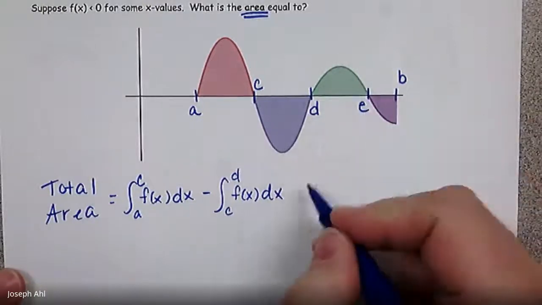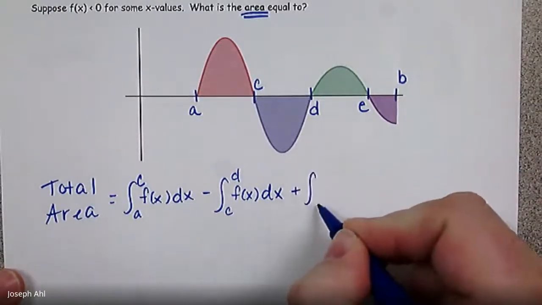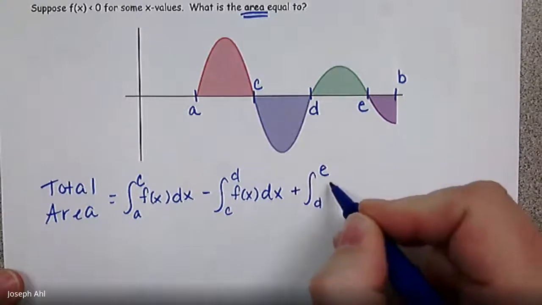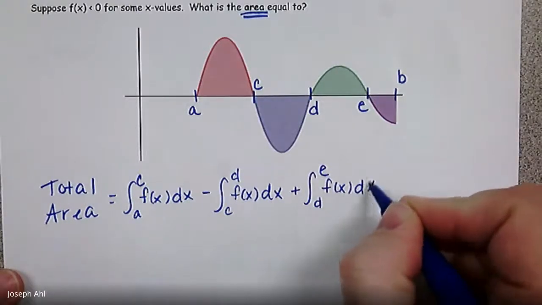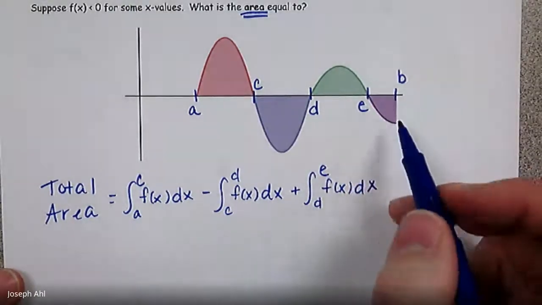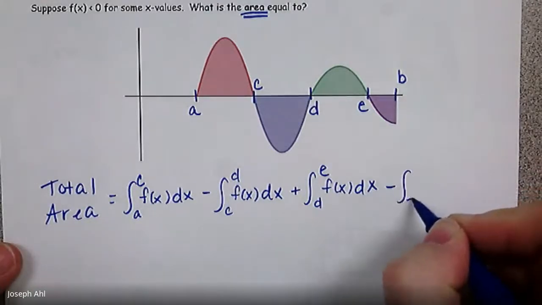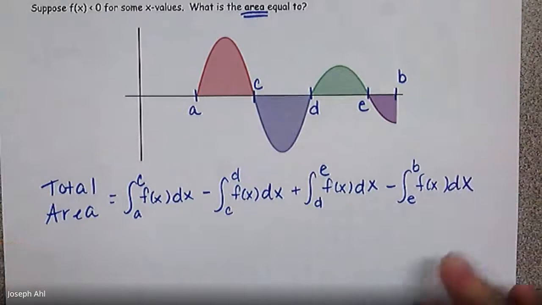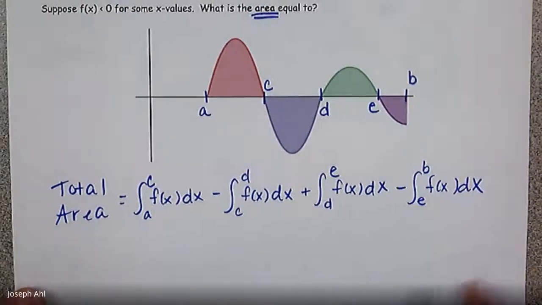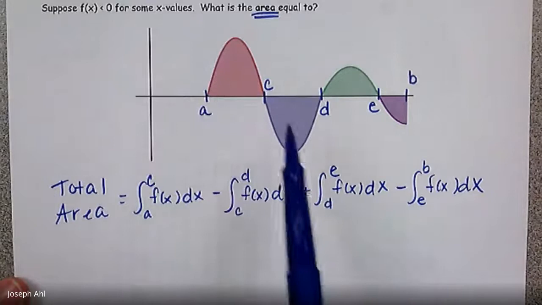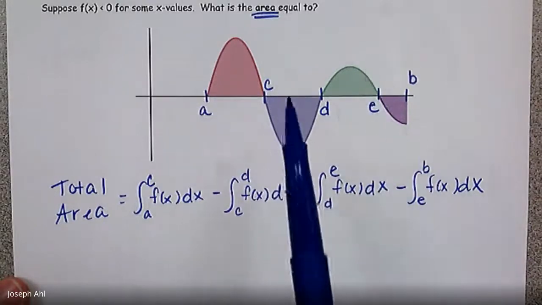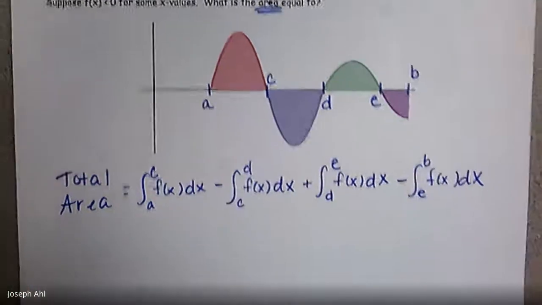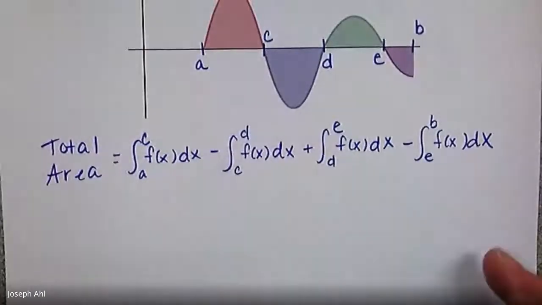Then because the green section's nice and positive, leave it as plus from d to e the integral of f of x dx. And because that last region goes negative, we're going to subtract from e to b the area there for f of x. So this is definitely one way to write the total area underneath the curve for this expression, including those negative heights along the way.